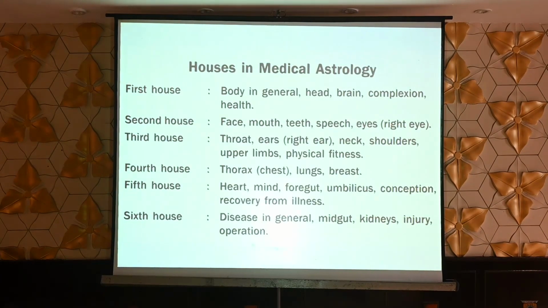I told you that rashis and houses differ. Rashi is the sign of the zodiac, and first house or lagna is the sign which is rising at the horizon. So that is the first house.